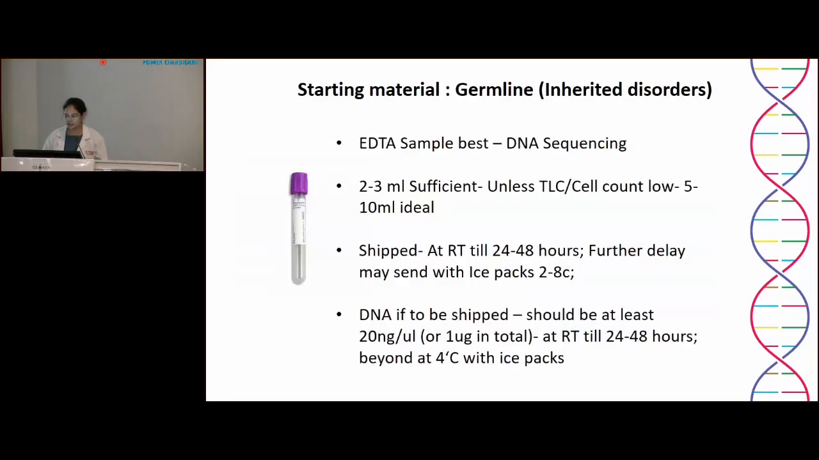So let's come to some practical information regarding DNA sequencing. For germline inherited disorders, for both Sanger and NGS, you need only EDTA samples. 2 to 3 ml are enough, and if it has to be shipped, it can be shipped at room temperature for 2 to 3 days. If there is further delay, you can send it on ice packs. Same with shipping of DNA: 1 microgram of DNA is enough, and it can be shipped at room temperature unless it is associated with any delays.